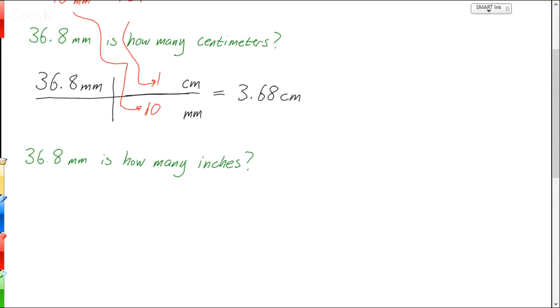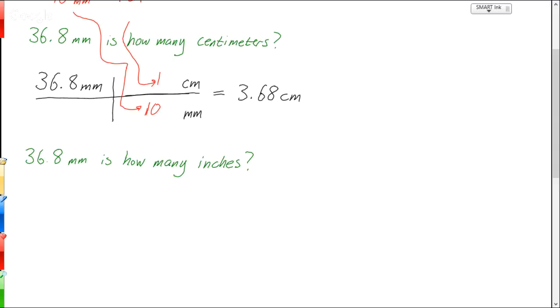36.8 millimeters is how many inches? So now we've got a different problem. A little bit tougher problem because maybe you don't know how many millimeters are in an inch. And you don't have to, that's not one of the objectives. But it's something we can look up.